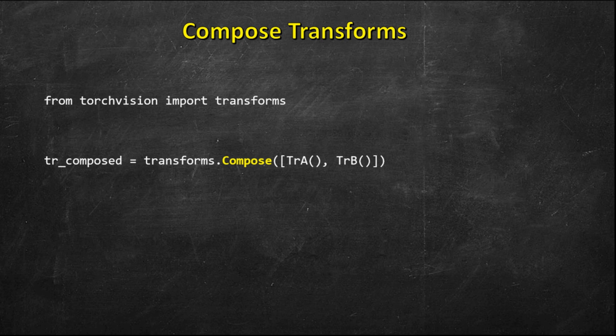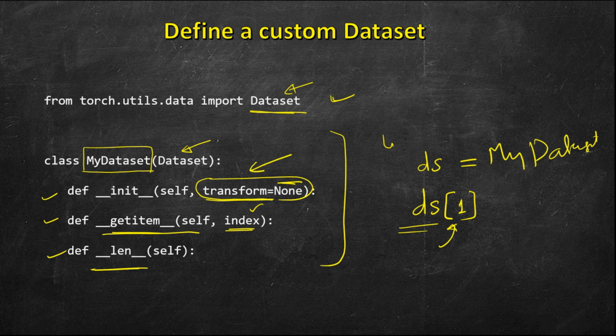So for that you will need transforms.compose from Torch Vision, and there you pass the constructor of different transforms that you define. Let's say TRA is the first transform, TRB is the second transform. So you separate them with commas, just like defining a Python list. So here is the list and these are the transforms.